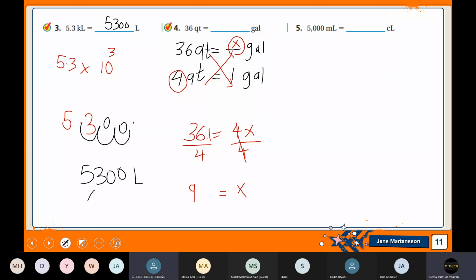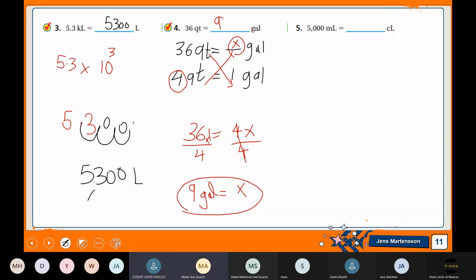36 times 1, we will divide it by 4. No, it's 36 times 1. It's 36. Divide by 4, it's 9. Gallons. It will be 9 gallons.